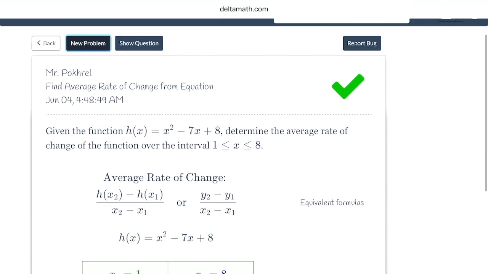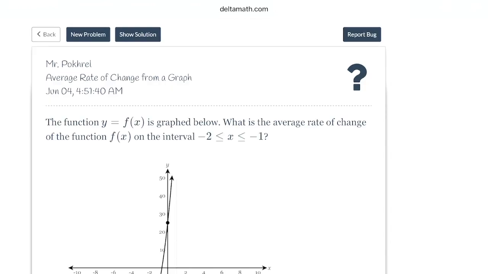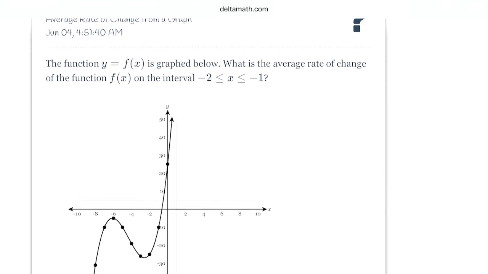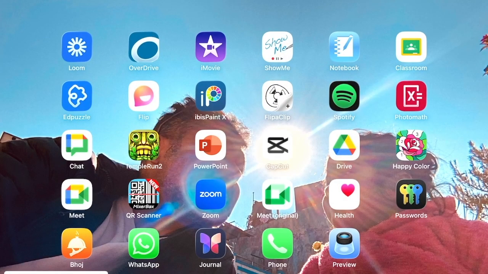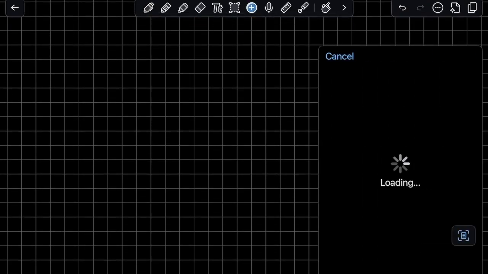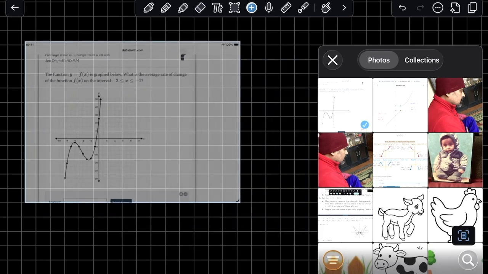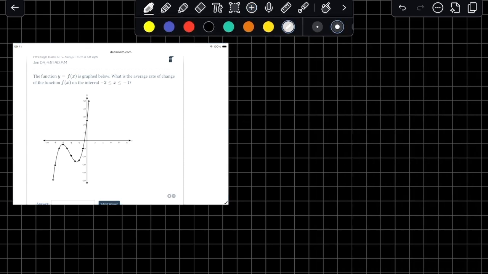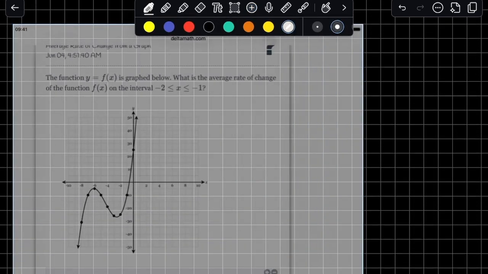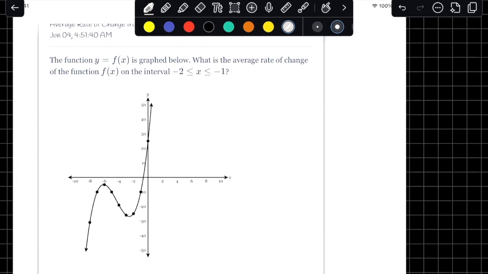One I did from the table, one from the equation. Now let's see from the graph too. In this case I think I need to copy this image and bring it to my Notability. Alright, so here you are. So this is the kind of question we have. The graph of the function is given.